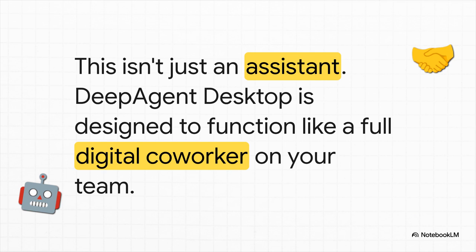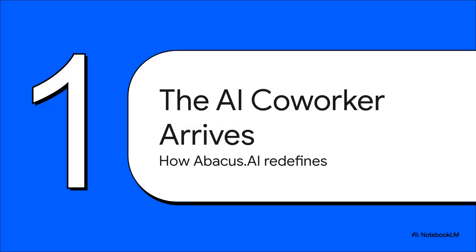We're graduating from the simple chatbots and code completion tools we're all used to. DeepAgent Desktop is designed from the ground up to be a true member of your team, one that can code, debug, do research, and even automate your entire workflow. So where did this AI coworker come from? Well, it's from a company called Abacus.AI, and what they're proposing is a pretty fundamental shift in how we humans and AI actually work together.